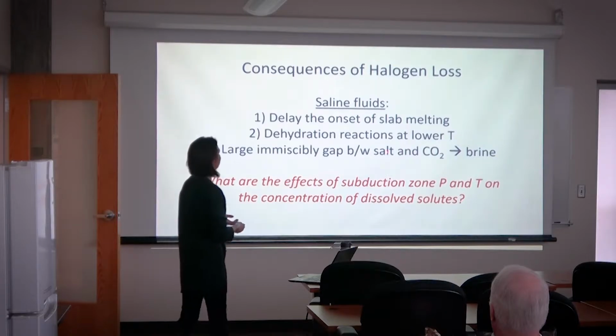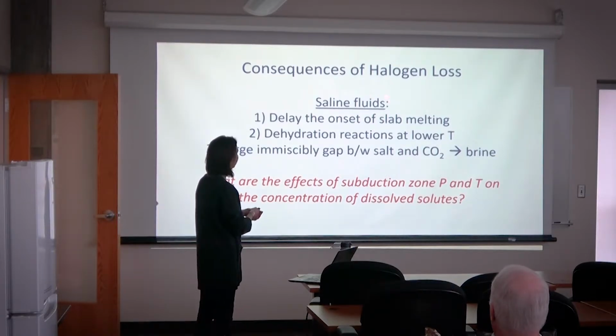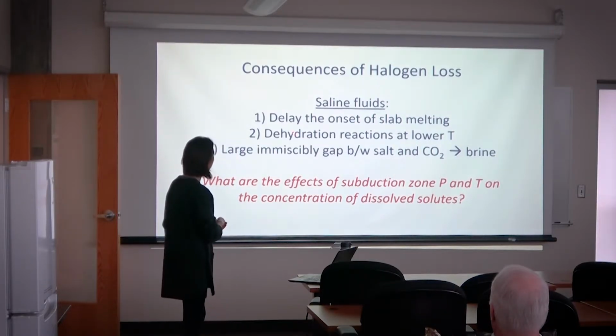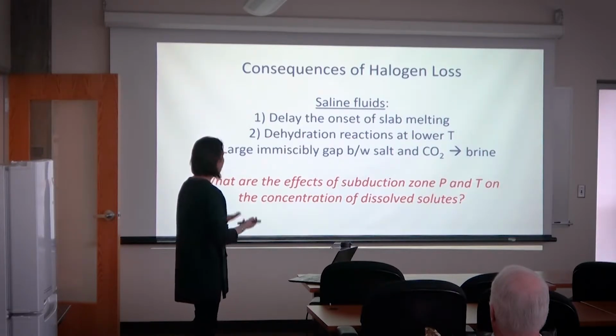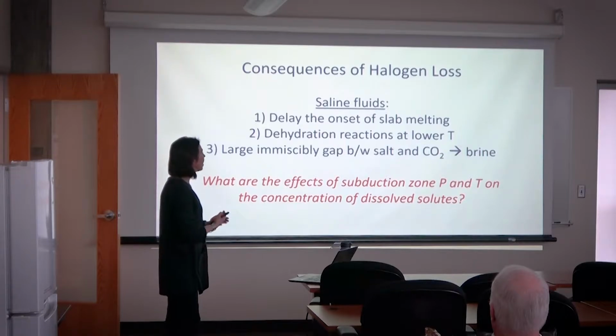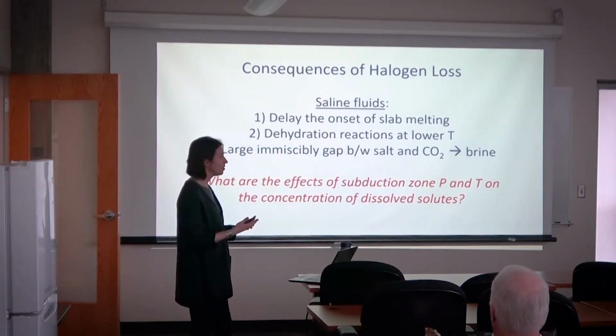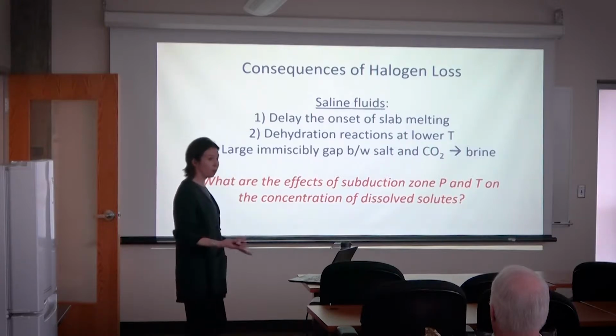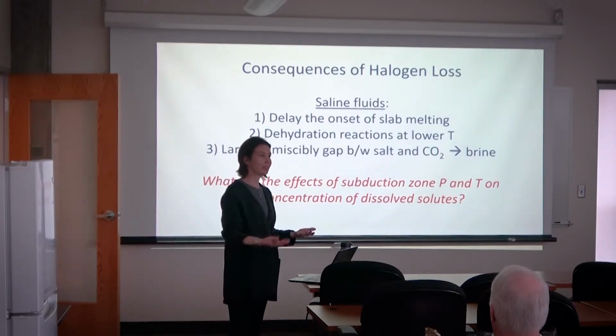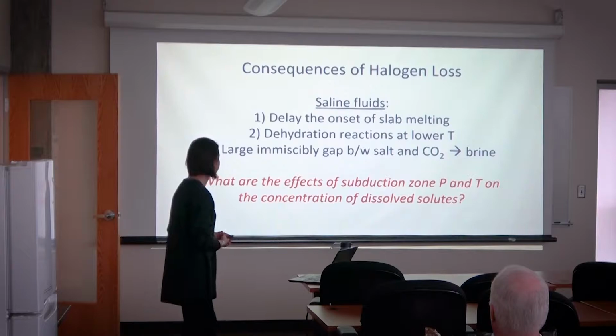If we think just in terms of chlorine, you start to make these very saline fluids due to this chlorine loss. Some of the consequences of that is it can delay the onset of slab melting. Your dehydration reactions are going to occur at lower temperatures, so shallower depths. And then if you have enough chlorine and enough CO2, you can create a large miscibility gap and create a brine, which becomes important because it has the ability to transport metals.